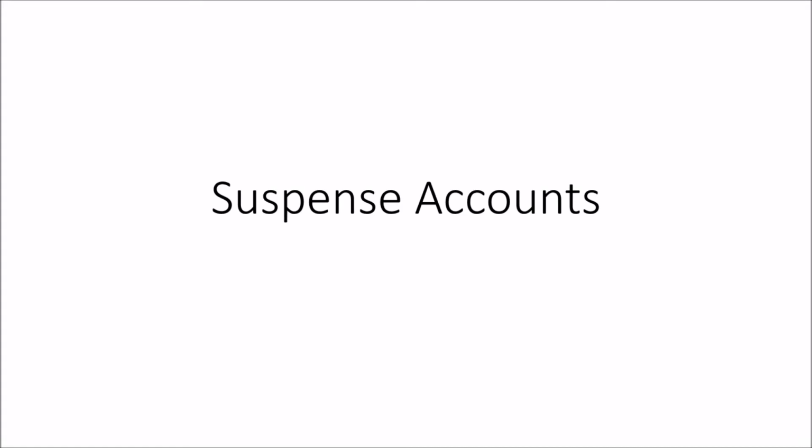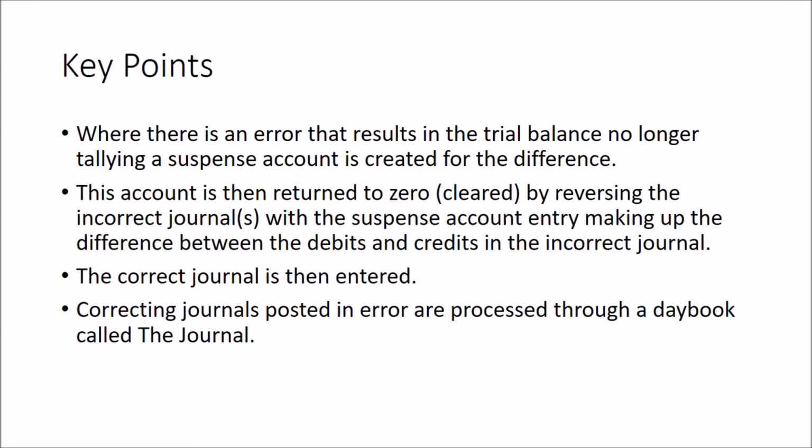Suspense accounts. The key points in this chapter are where there is an error that results in the trial balance no longer tallying. The trial balance no longer tallying means that the debits are not equal to the credits. What we do in that situation is create a suspense account. We put in an amount that's the difference between the debits and the credits in the trial balance, and that is now the suspense account balance. We retotal it, and our trial balance now should balance.